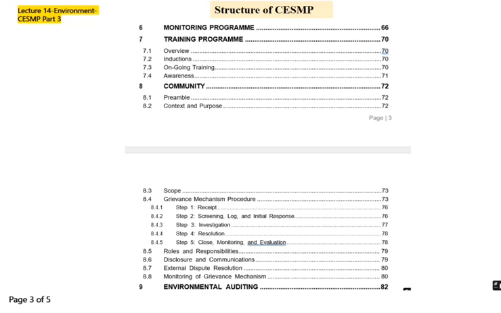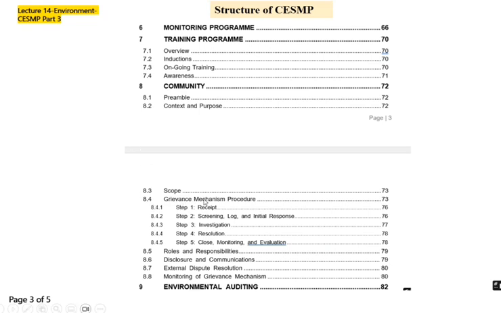After that, we have 8.4 grievance mechanism procedure. In this, grievance means the complaints. If, for example, you are working near a village or near any community, you have to specify your procedure: if any issue or complaint occurs, how you will solve it. You have to give proper formats for that, so that we will solve the issue by using these sorts of documents.